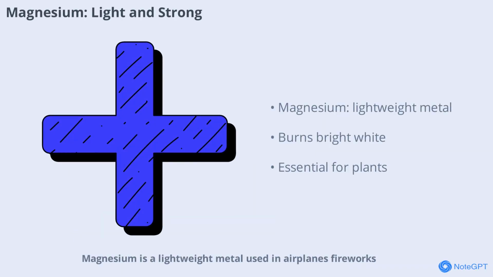Magnesium is a lightweight metal used in airplanes, fireworks, and even in our bodies. It burns with a bright white flame and is essential for plant photosynthesis. Magnesium's strength and low density make it valuable for many industries.